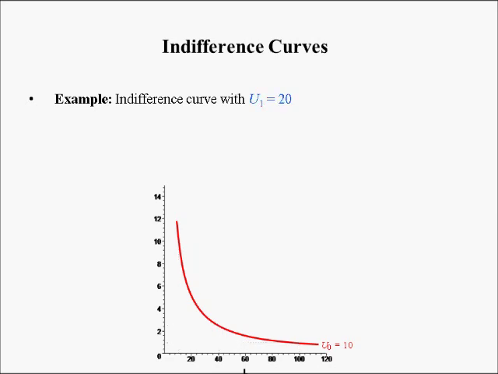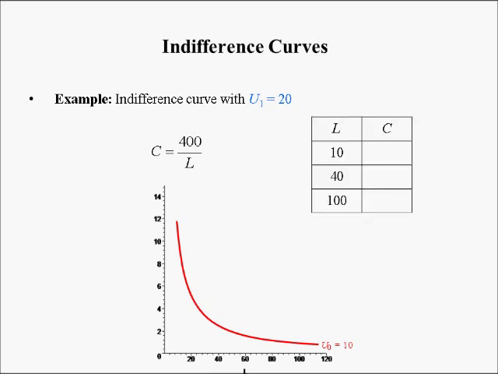Now what happens if utility rises to 20? Replace U0 with 20. 20 squared is 400. 400 divided by L is the equation for the indifference curve when utility is 20. Let's graph it again. When we plug in 10, we get a consumption level of 40. So when leisure is 10, well, 40 doesn't show up on the graph because the highest C can get here is 15. So the point's way up here.